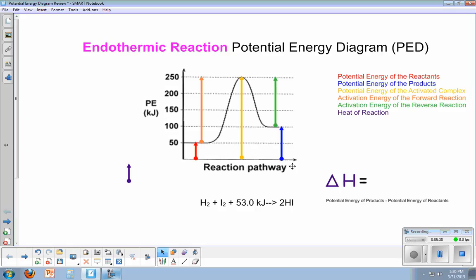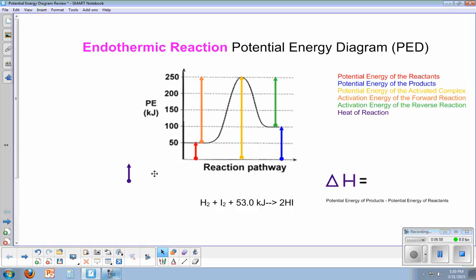So remember that for reverse, we're no longer going to call these guys products because we're using them to form something new. They're my starting material. We call them reactants. So you'll notice that the forward and the reverse don't have the same amount of activation energy. One way requires less energy than the other.